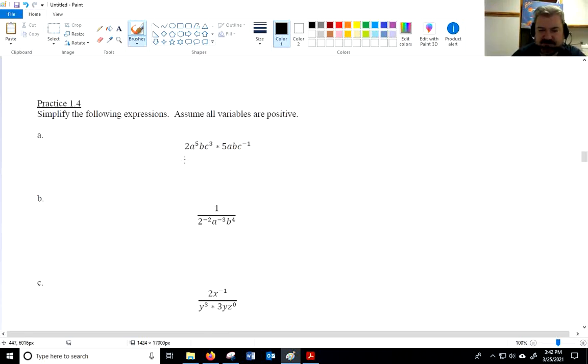All right, multiplying 2 and 5 together, you get 10. A to the 5th times a is a to the 6th. Then this becomes b squared, c squared. On this one here, you should have rewritten this as 2 squared a cubed over b to the 4th. And 2 squared we know is 4.